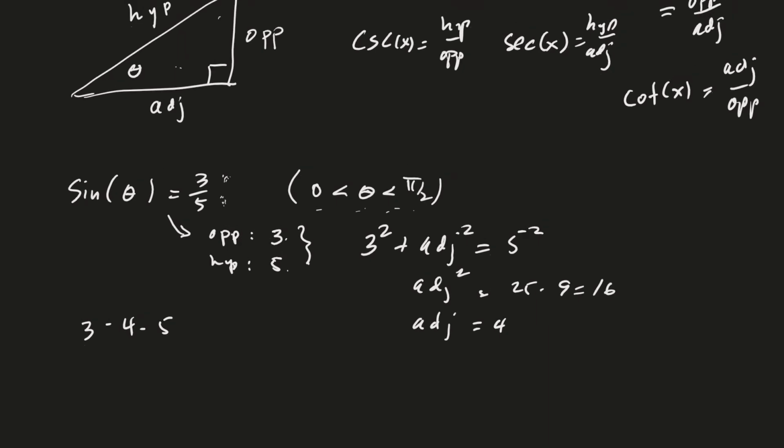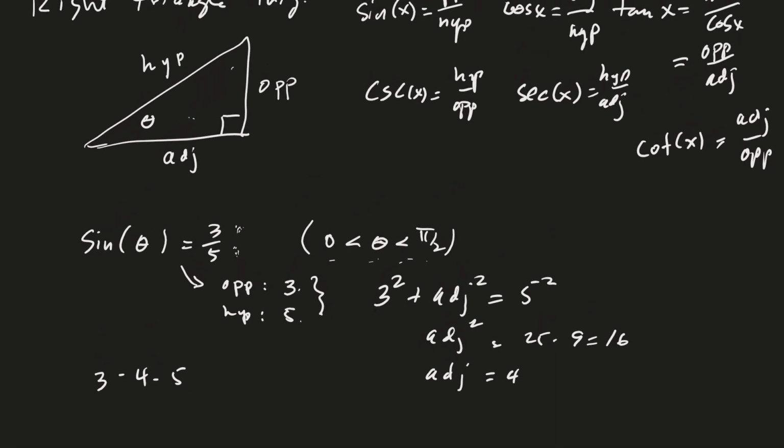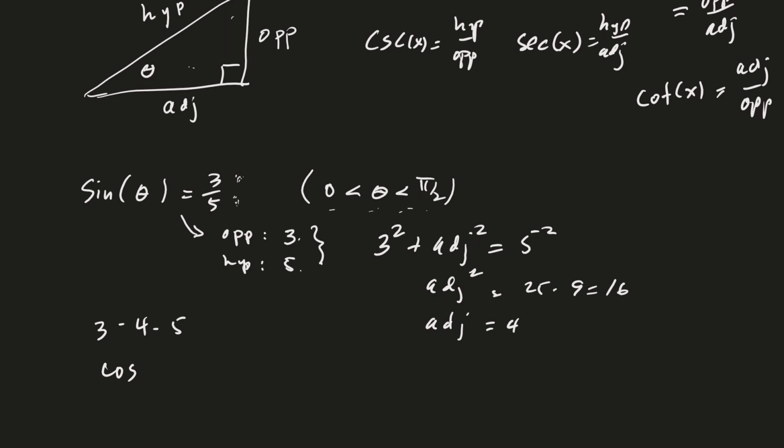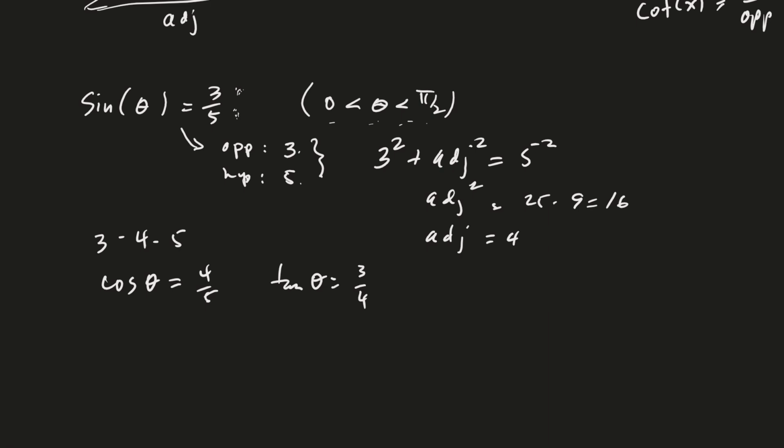And so now you can compute the other 5 ratios. What would the cosine be? Cosine theta would be 4/5. Tangent theta is opposite over adjacent, so 3/4. And then what would our other measures be? Cosecant would be 5/3. Secant would be 5/4. And cotangent would be 4/3. Good. And so you can try some more of those in the homework.